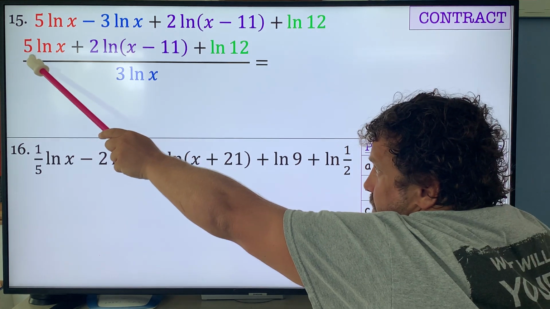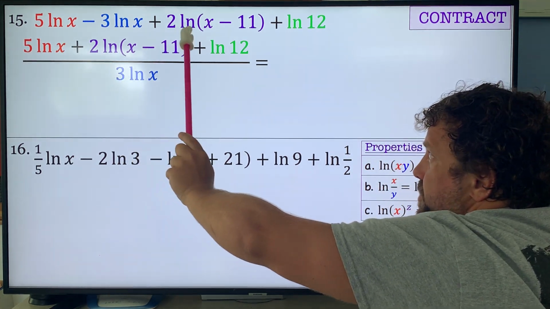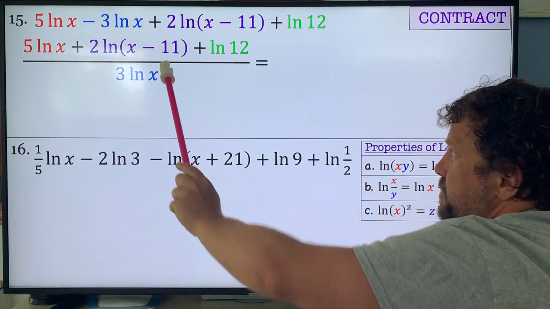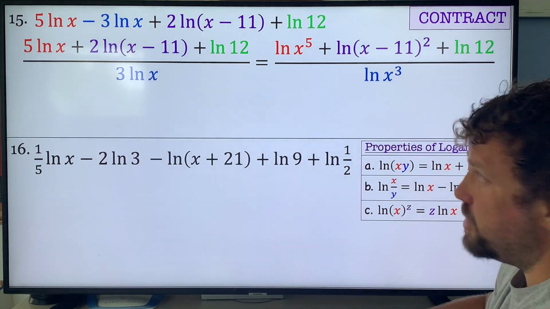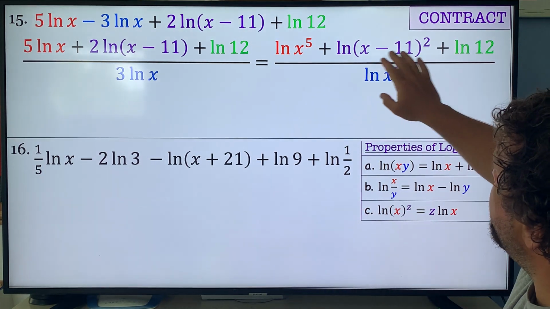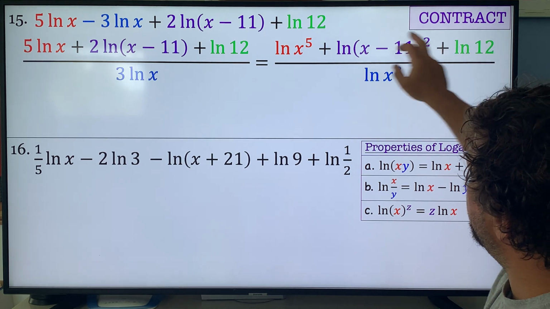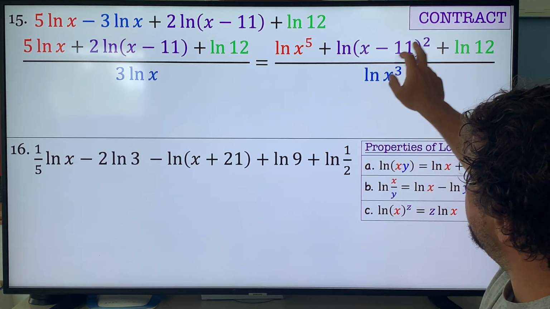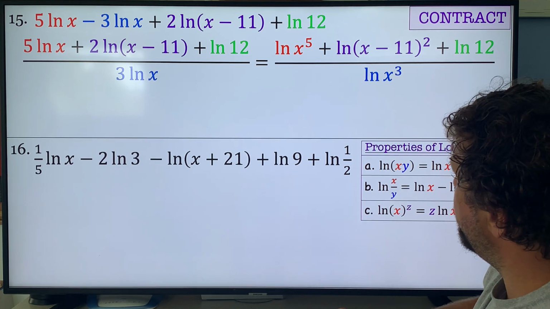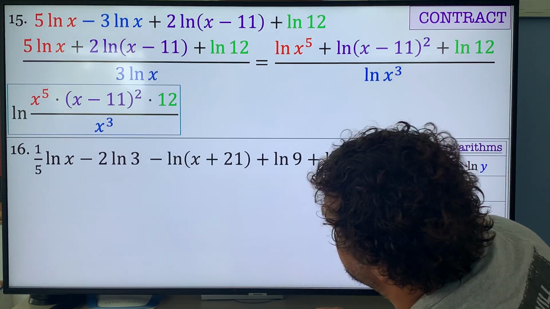Now, to the 5th power, squared, cubed. Okay, so you deal with your exponents next. And now, because these are all pluses, you can just multiply them together. Put your numerator first, 12, x to the 5th, x minus 11 squared. All right, all over x to the 3rd.